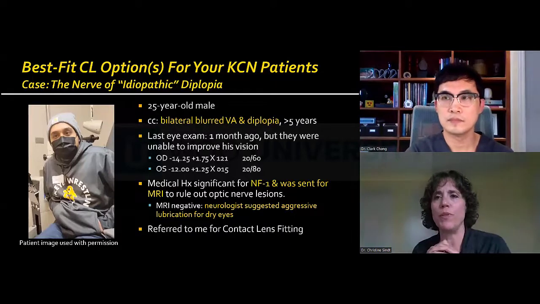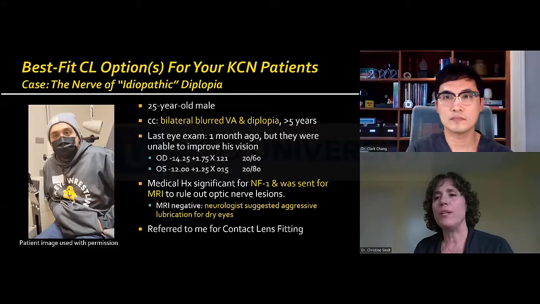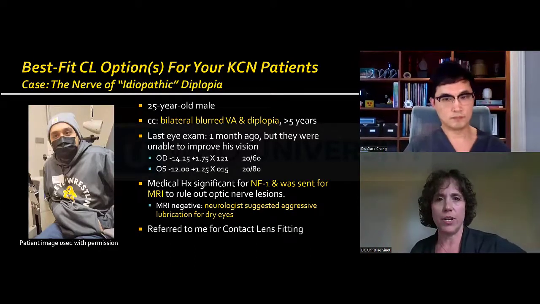The smaller pupil, though, really affected those aberrations. And I'm going to go through this case really quickly because I want to make sure we have time to talk about those aberrations at the end of our lecture here.